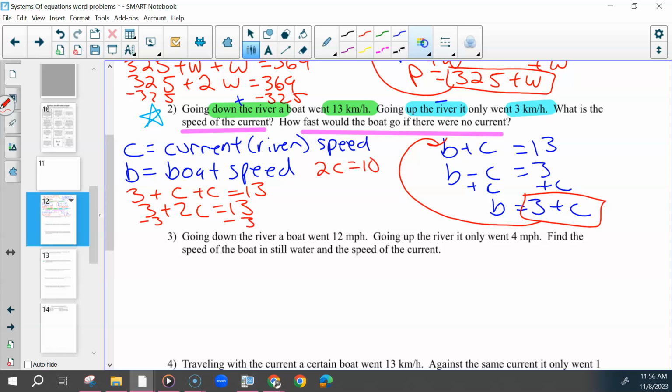So the river speed is what? 5. What is our label here? Kilometers per hour. So they won't all just be miles per hour. So take note of that. And then these numbers are smaller, so we can easily subtract. But if I add, what is the speed of B? 3 plus 5. 8.